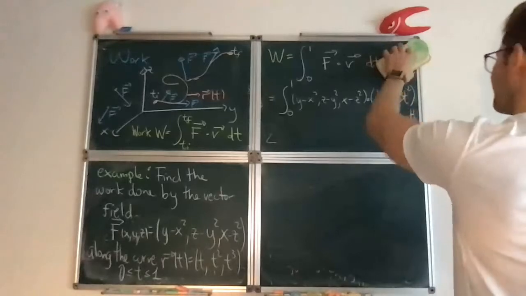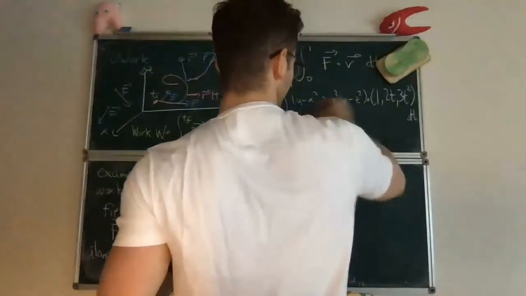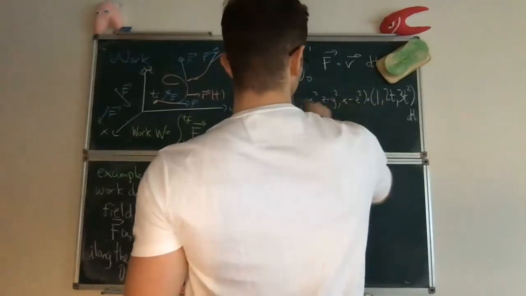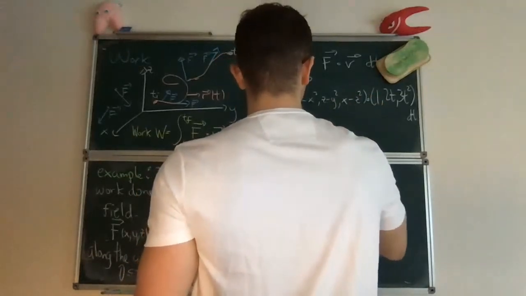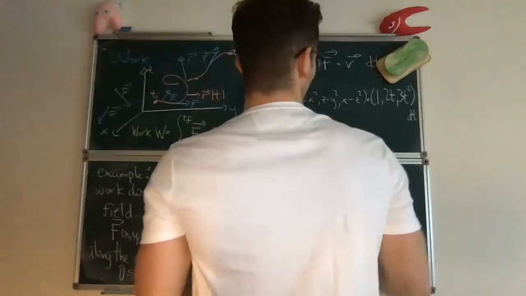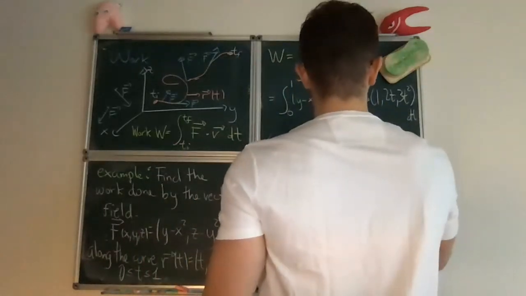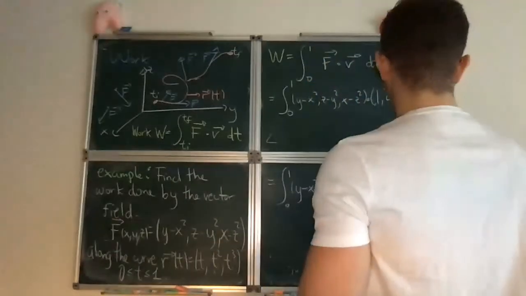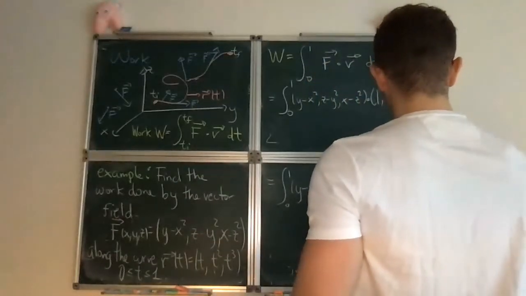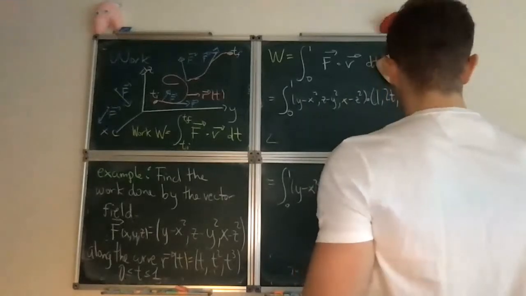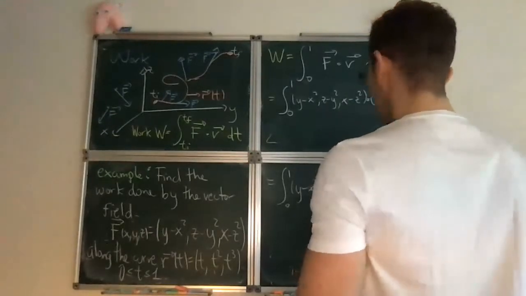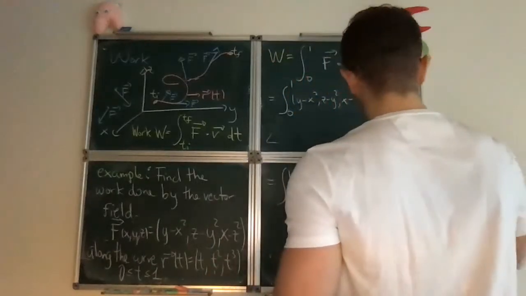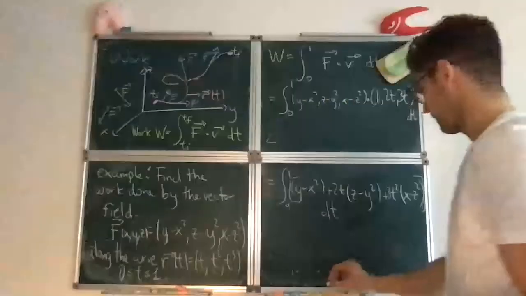So this ends up becoming, again, do the dot product first, and then you get 1 times this, so it gives you y minus x squared plus 2t times z minus y squared plus 3t squared times x minus z squared, and this we are integrating against t. Okay?